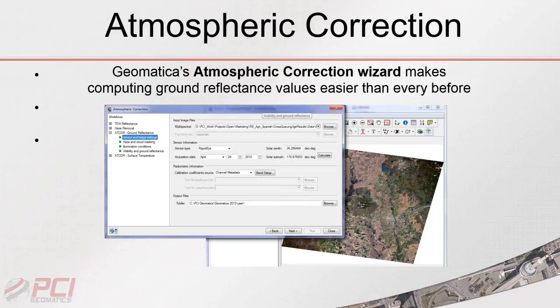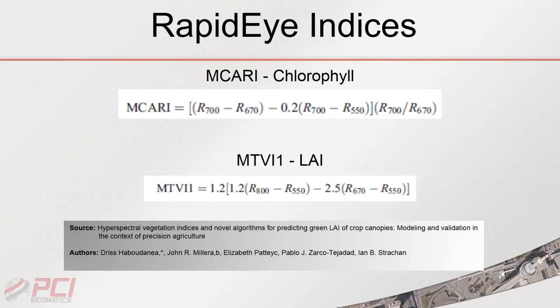Here we see the panel that is available in Geomatica. I will be pulling this up and showing you how it works. It's quite easy. We have very good metadata extraction in Geomatica. So what we can do is simply point to a RapidEye image that we have ingested into the Geomatica software and perform the atmospheric correction in a quite automated manner. It's quite simple to perform.